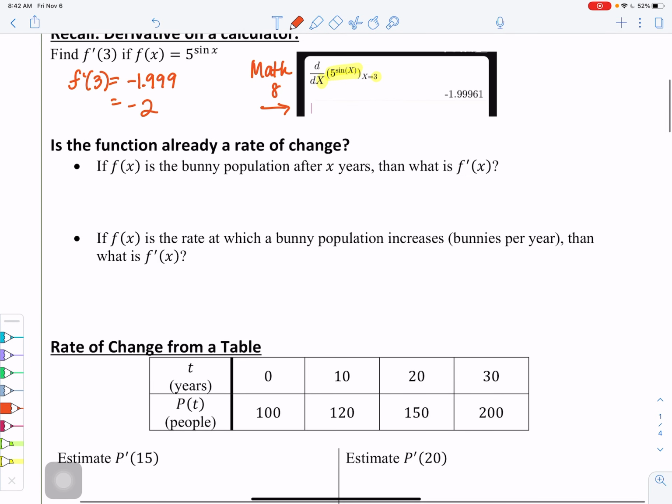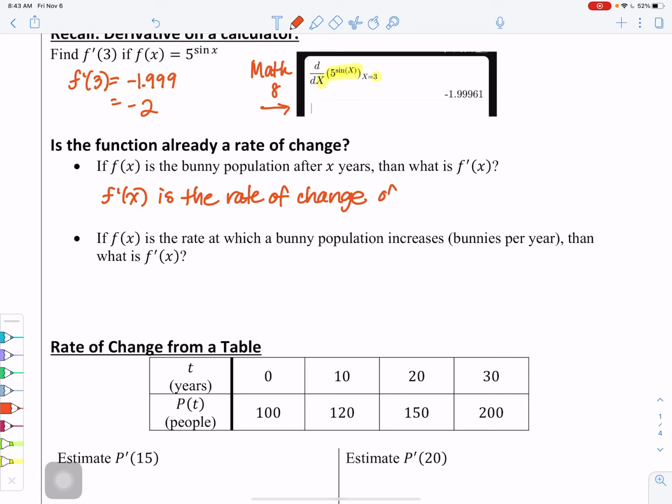Okay, let's go ahead and cover what our function actually represents. Is the function you're already looking at already a rate of change? Because if it is, then you're finding the rate of change of the rate of change. So let's look at this example. If f of x is the bunny population after x years, what is f prime of x? Well, f prime of x is the rate of change. Try to use those words. Rate of change of the bunny population per year.